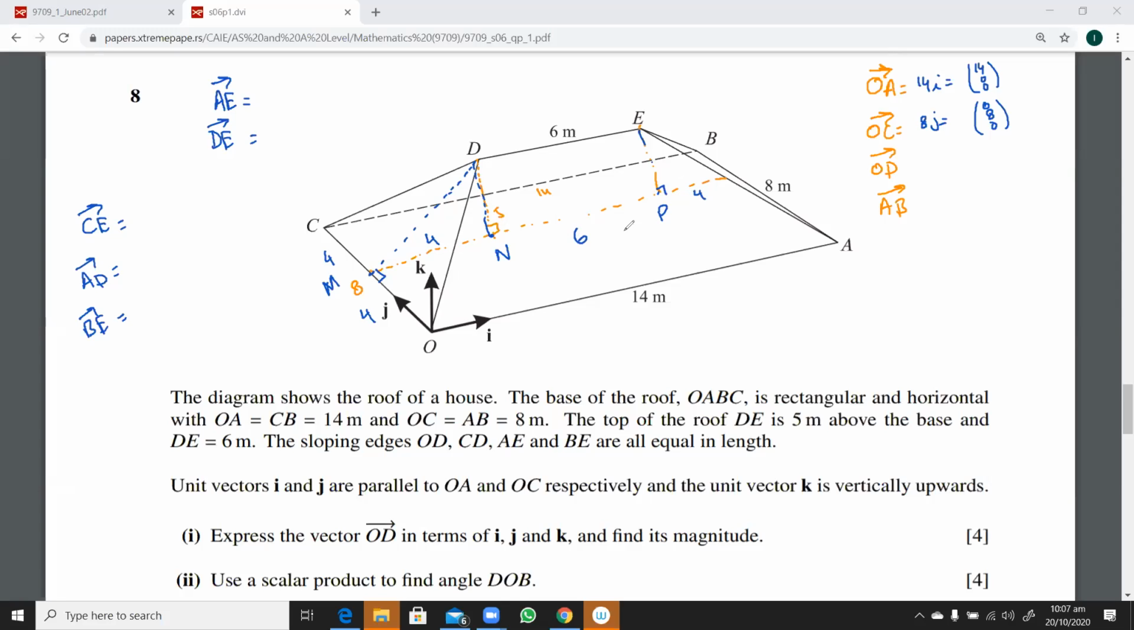Now we have to give the vector OD. So for OD, I'll first of all go from O to M, then M to N, and then from N to D. So OD would be 4.